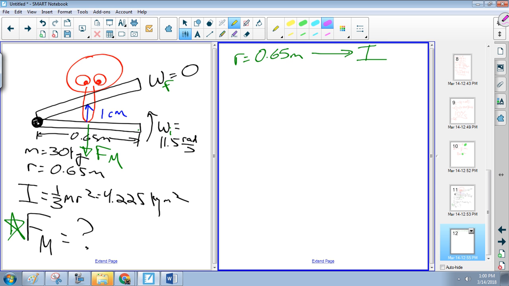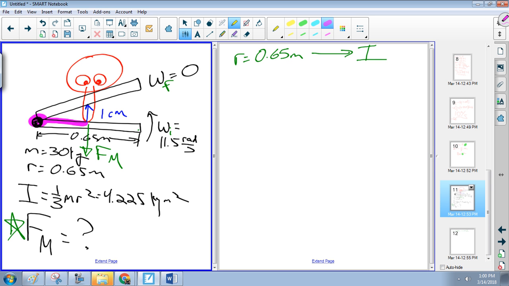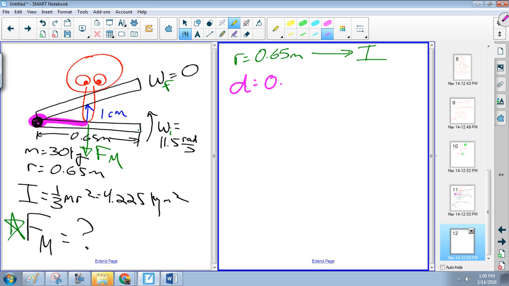Isn't it just like whatever his nose minus 1 is? Good. It's half of 0.65, right? Because my pivot point is here, and the force is being applied out there. So that little pink line that I just drew there is the length of my lever arm. Okay? So my D is half of 0.65, so that's 0.325 meters. I'm going to use that to calculate my torque, as in torque equals FD. Cool? All right, so we still have to figure out what that 1 centimeter is.